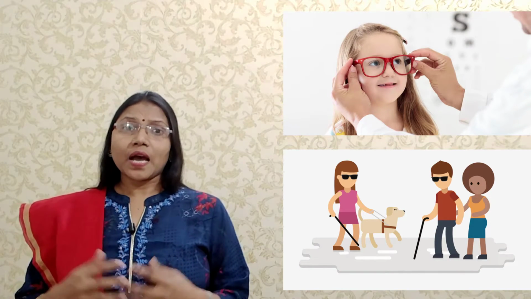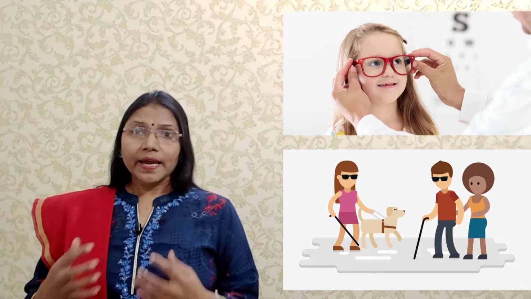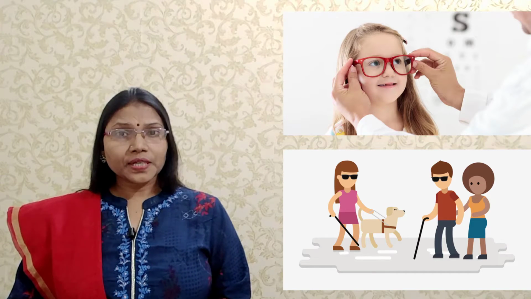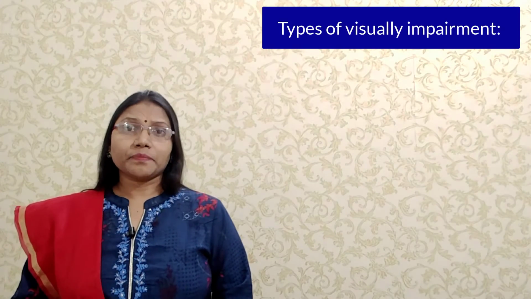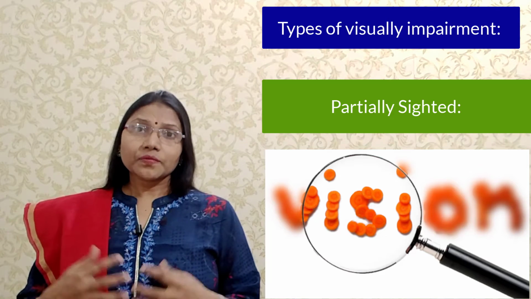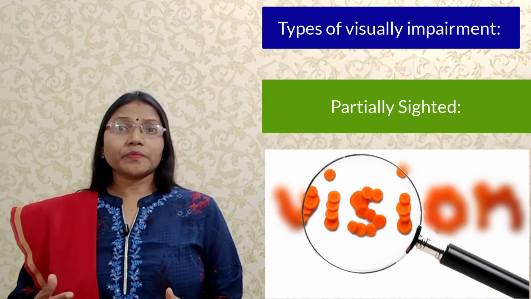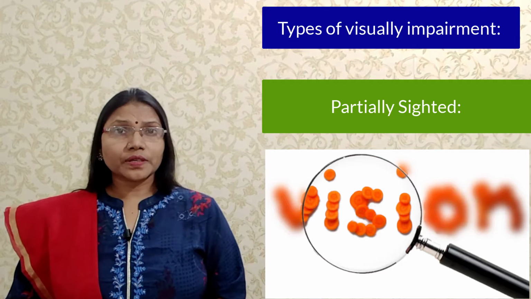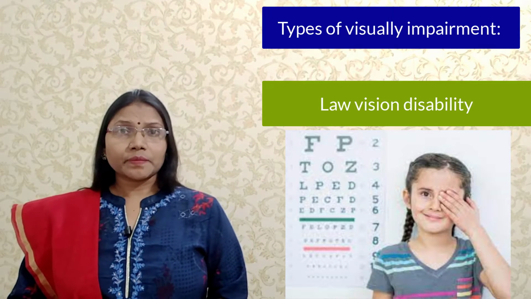People who are blind or have low vision can use technology and equipment and strategies to lead fairly independent and safe lives at home and in the community. So let's proceed with types of visual impairment. Number 1, partially sighted. A visual impairment that adversely affects a student's educational performance even when corrected to the extent possible. Number 2, low vision disability.